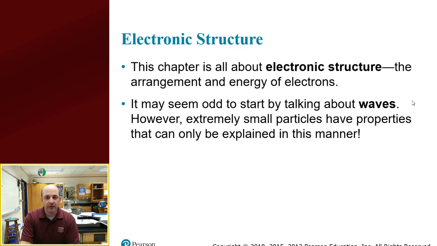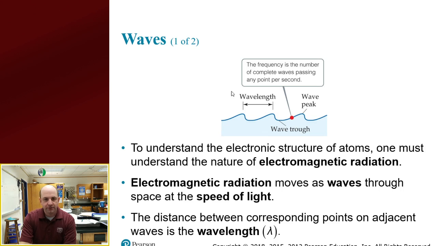But we're going to start talking about light. We're going to talk about waves, because it turns out with electrons, we have to talk about them as if they were waves a lot of times. So just some basic information, just a refresher from a physical science course or whatever. Electromagnetic radiation, light, moves as waves through space, right? It's a self-propagating wave. It just keeps going.